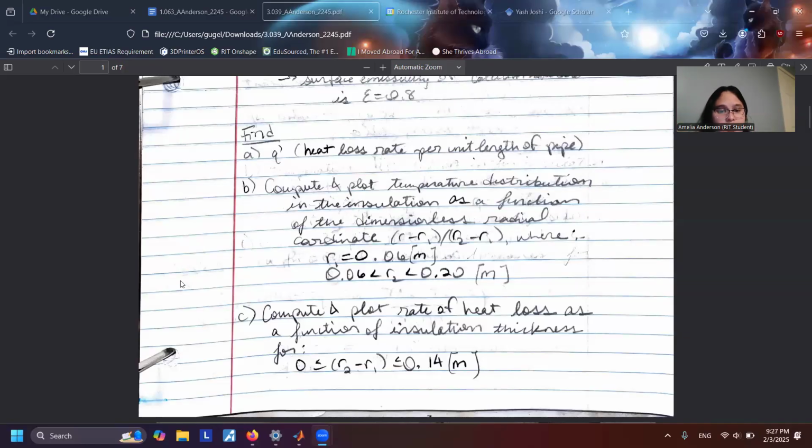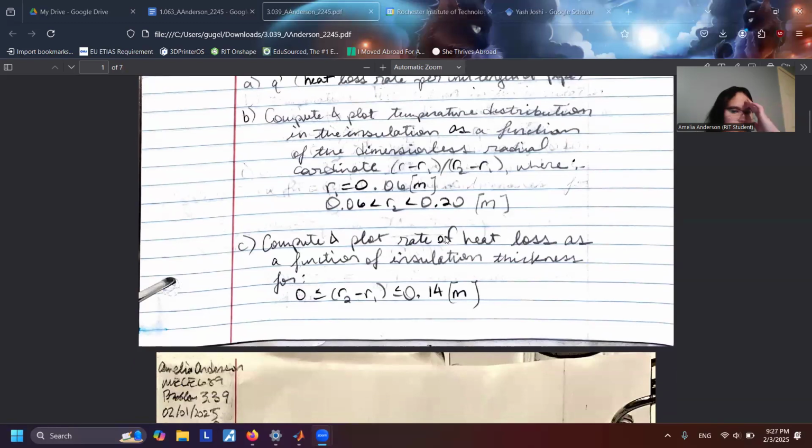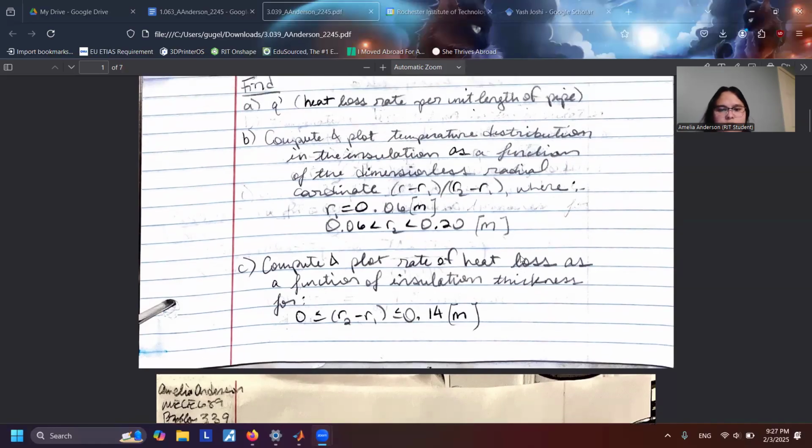For part C, we're asked to compute and plot the rate of heat loss as a function of insulation thickness, from 0 to R2 minus R1, which is 0.14 meters. This is fairly similar, but it's not non-dimensional. Instead, I don't much care how thick or how large the steam pipe is, all I care about is how much insulation we're putting on it.